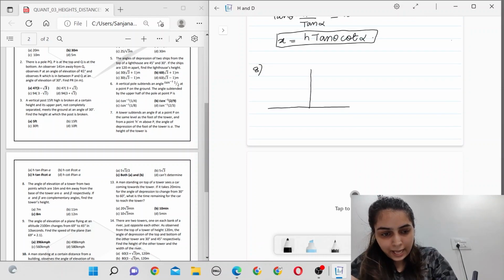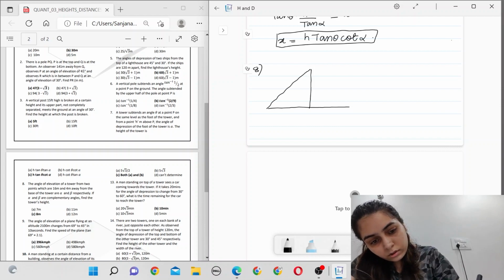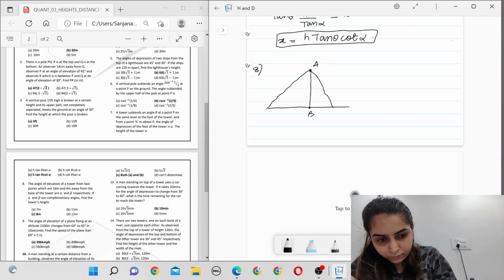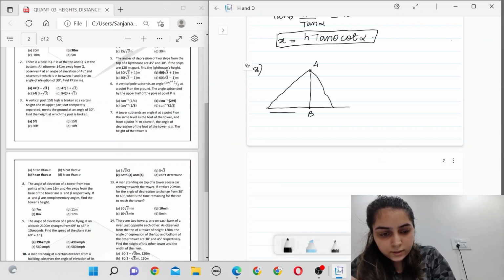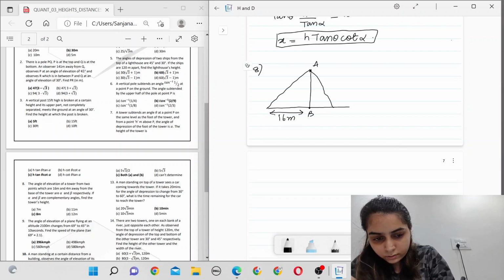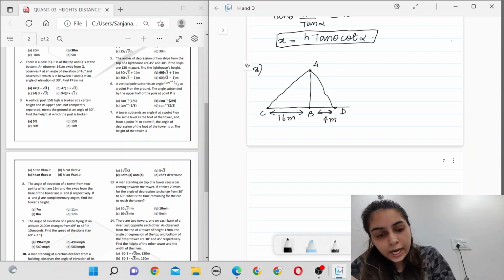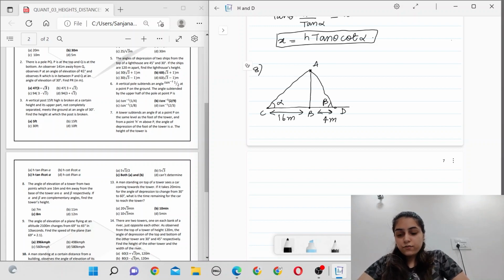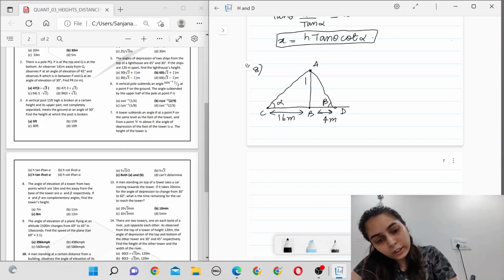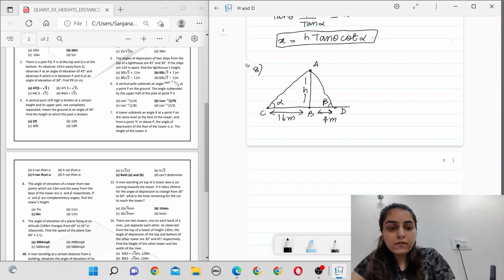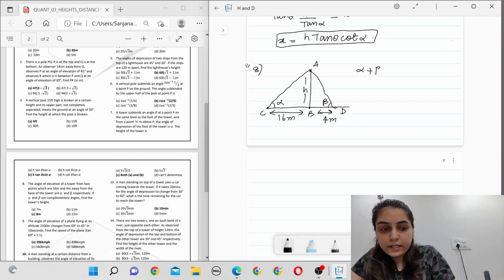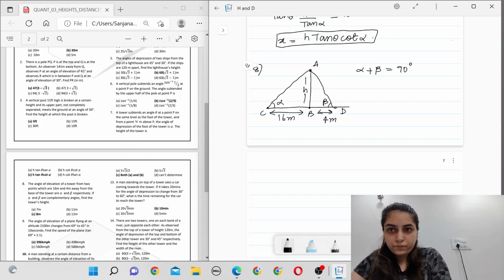there is a tower and the angle of elevation of the tower, let the tower be AB, from 2 points which are 16 meter and 4 meter away from the base of the tower are alpha and beta. So this is alpha, this is beta. They have asked us to find the height of the tower. So let us assume the height of the tower to be h. Also they have given us that alpha and beta are complementary angles. That implies alpha plus beta is equal to 90 degrees, right?